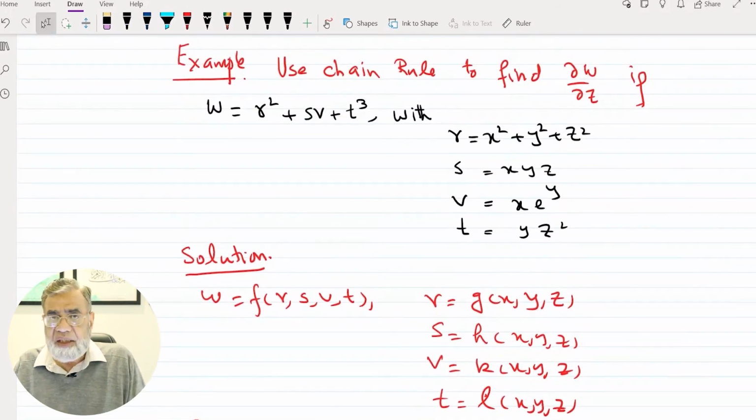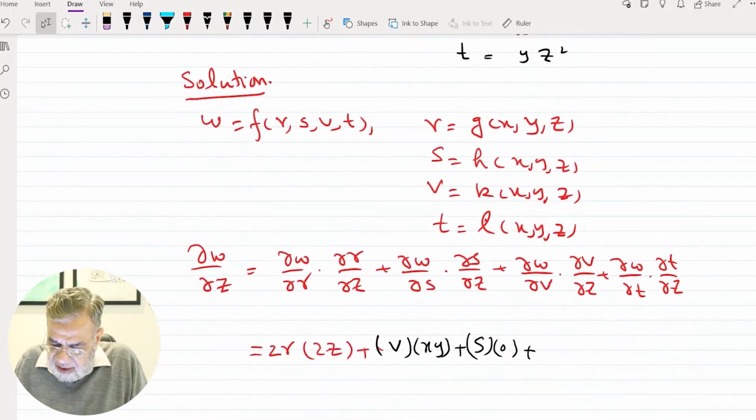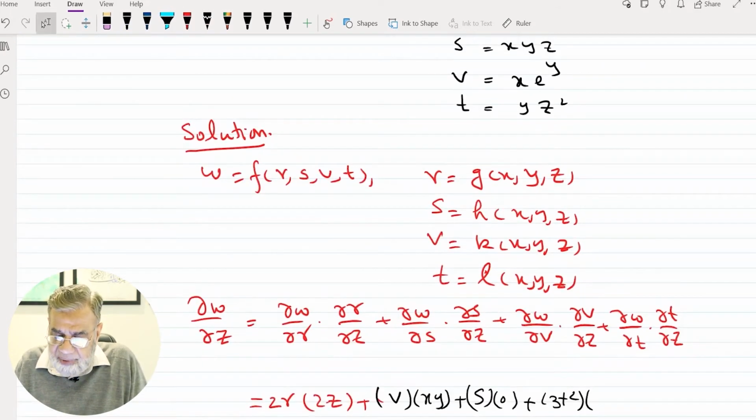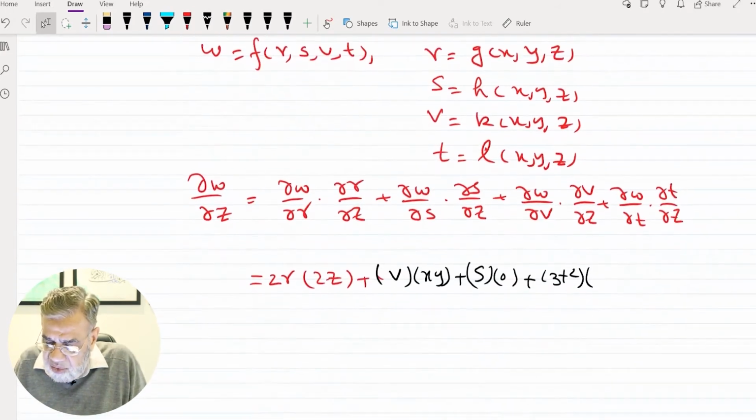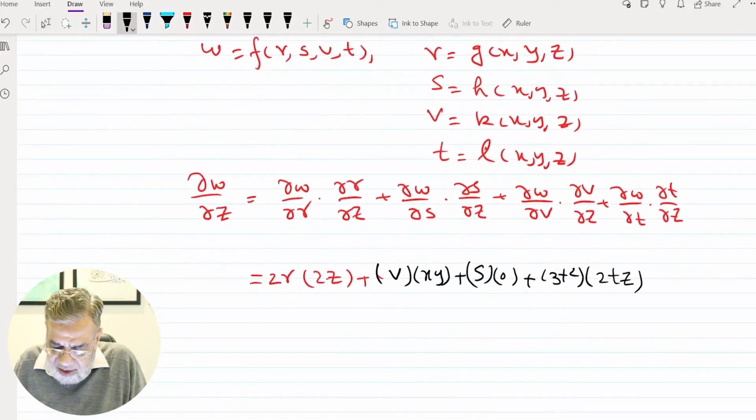So r is constant, s is constant, v is constant, only t cubed. So you get 3t squared into partial t by partial z. Z is appearing here, z squared gives 2z, so we get 2tz. So this is my result.